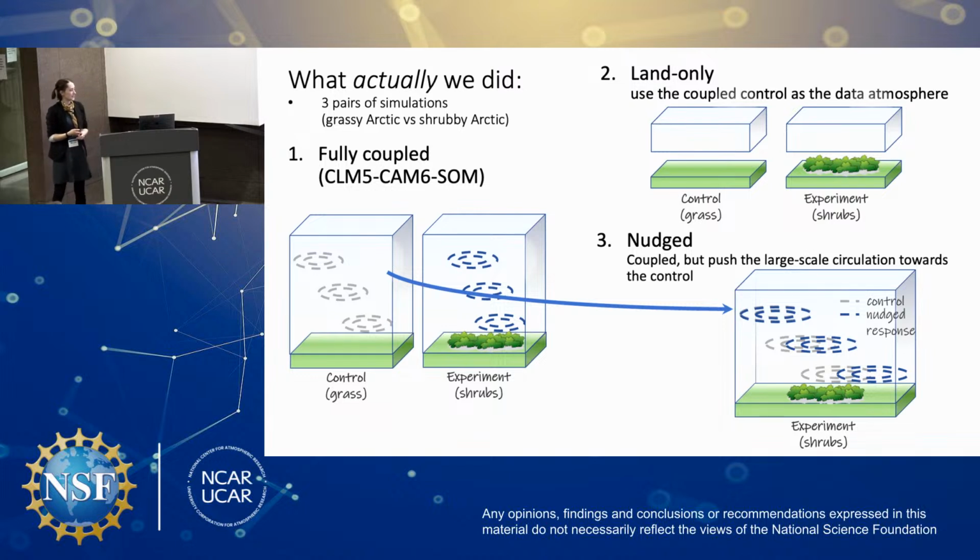And then the last case, which is the thing that I've been wanting to do for a long time and just needed to find an excuse, is this thing called atmospheric nudging. So this is a coupled simulation. We're using CAM, but we're pushing the large-scale circulation towards the control.